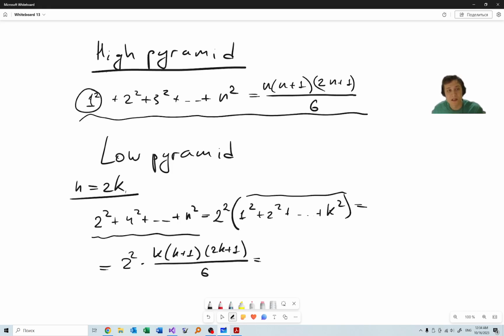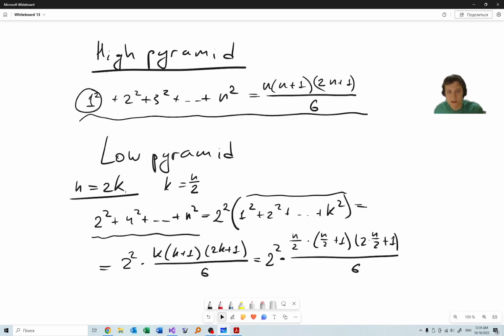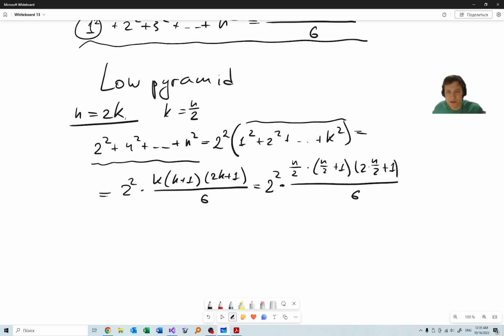Okay, to continue this, let's actually replace k with n halved. So we have n halved times n halved plus 1 times 2 times n halved plus 1 over 6. And if we substitute this, we get, okay, this 2 squared just goes here and destroys these 2, and it destroys these 2. So we end with n times n plus 1 times n plus 2 over 6. This is for the even n.